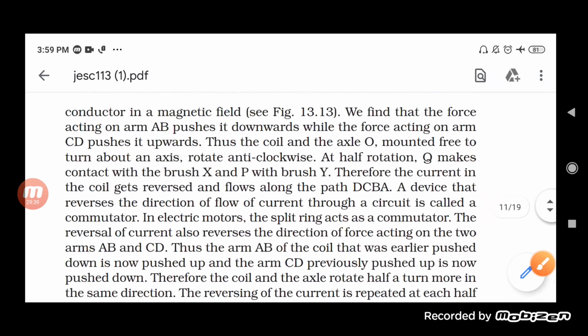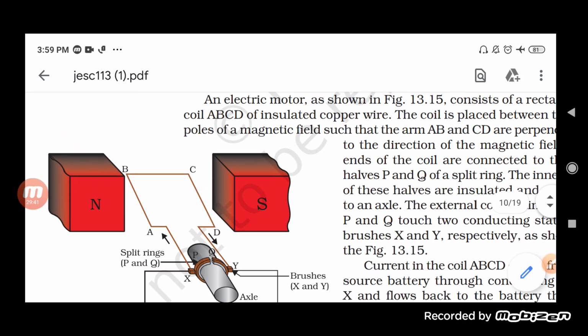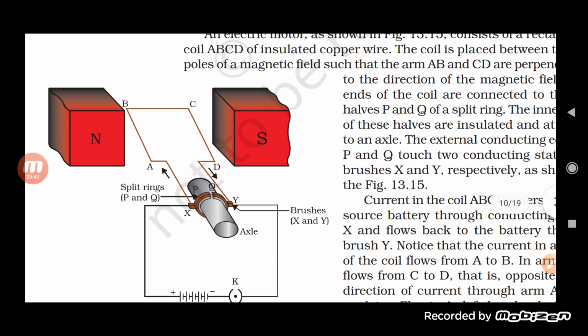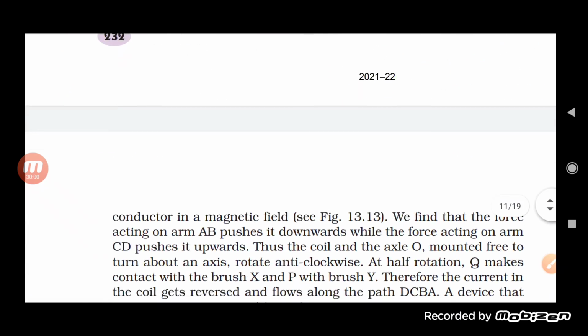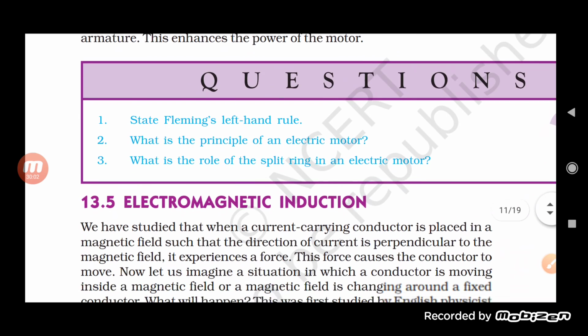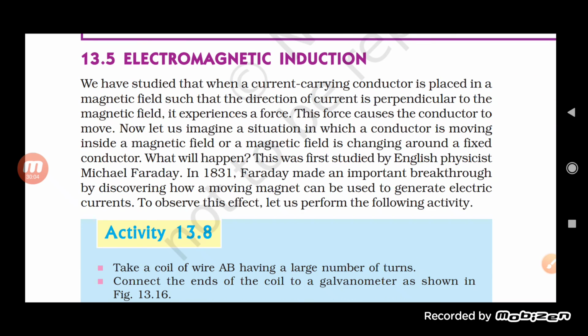Okay, so this is how the electric motor works. As the movement occurs, the axle and the split ring, which is the commutator, help in changing the direction of the current. When the direction of the current changes, the magnetic field produced also changes, students. Okay, so I hope you have understood the motor.